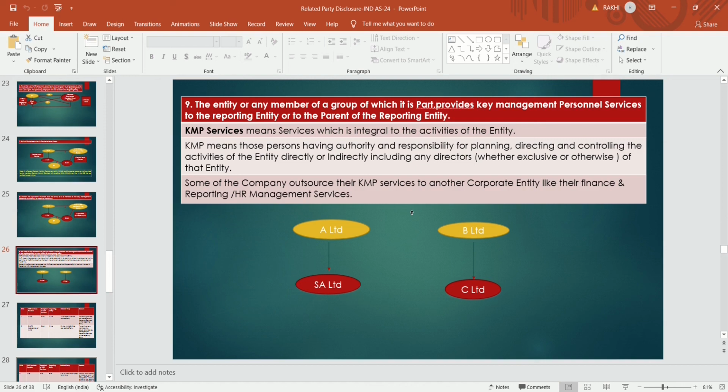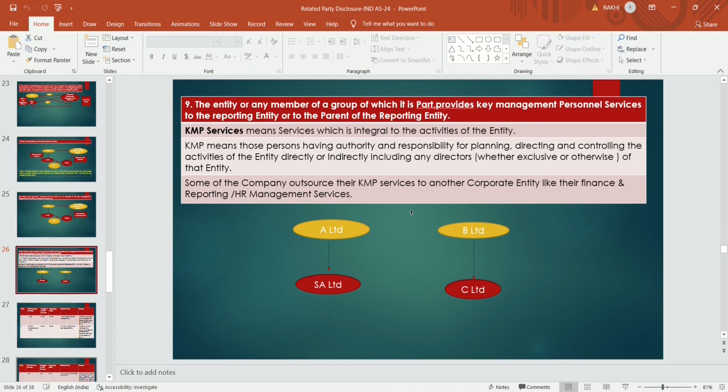Suppose some companies outsource some of the services which they do internally to another corporate entity. Some of the services, like their financing activity, their reporting activities, their human resource management service activities, they outsource to other entities. So whether that entity to whom they outsource is related to the reporting entity.